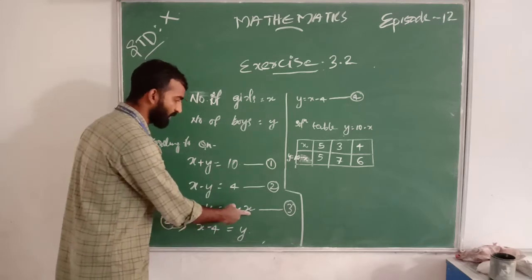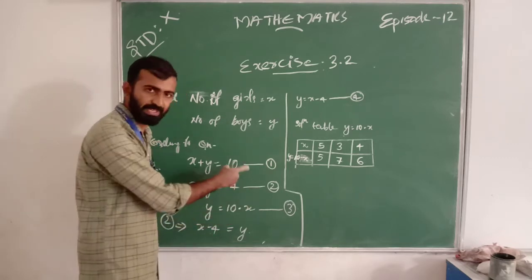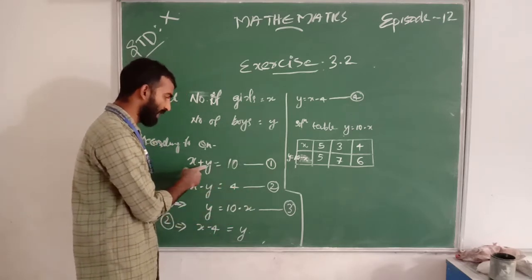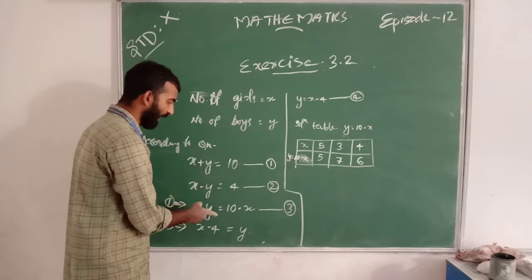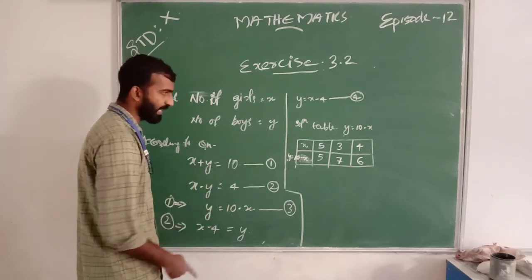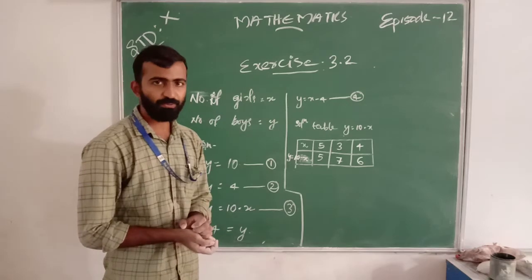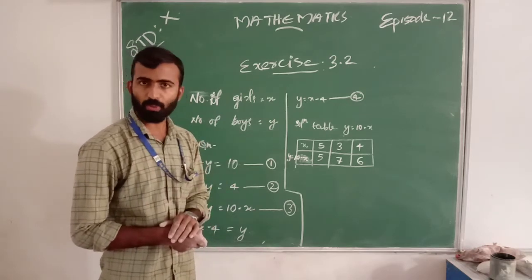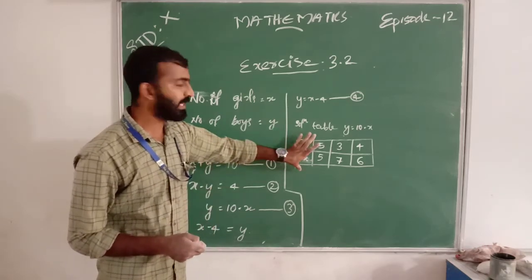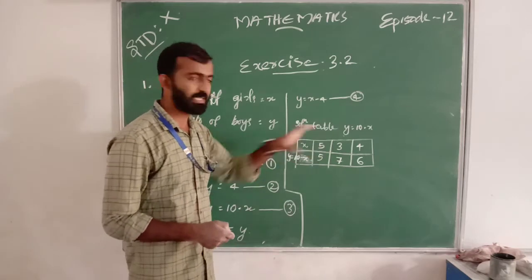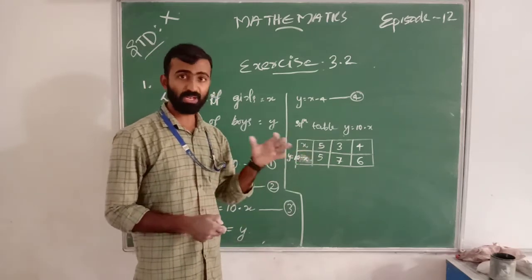Here is the solution table for equation number 3. Equation number 3 and equation 1 are the same. Here x plus y equal to 10. I rewrite it as y equal to 10 minus x. When we draw the graph, we want the x coordinate and y coordinate, so we make the solution table, or coordinates table.